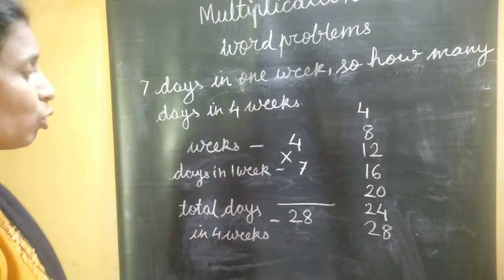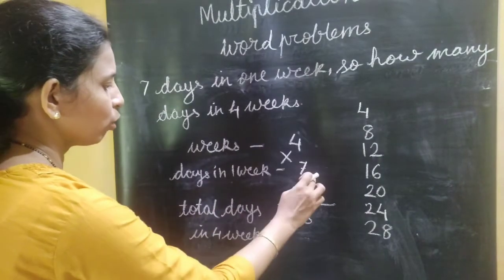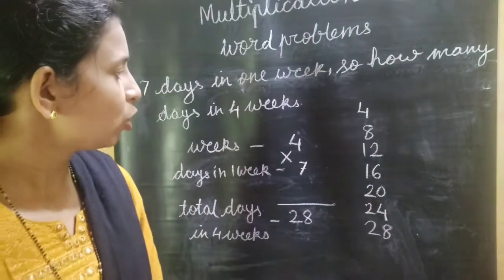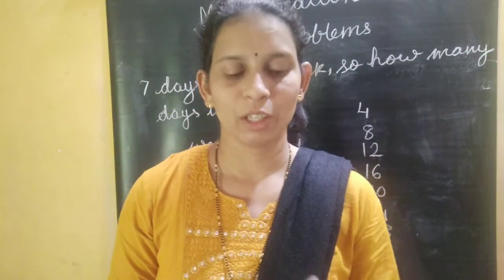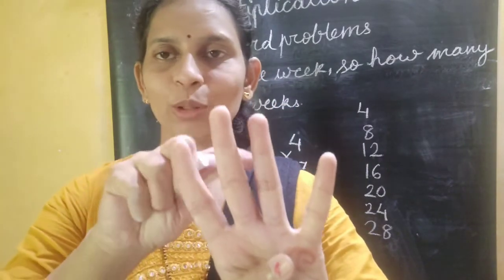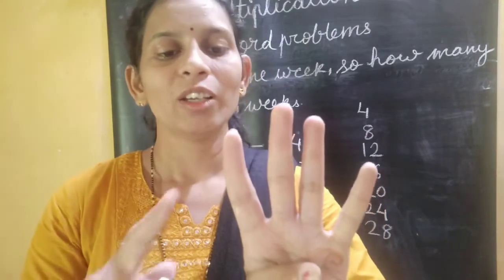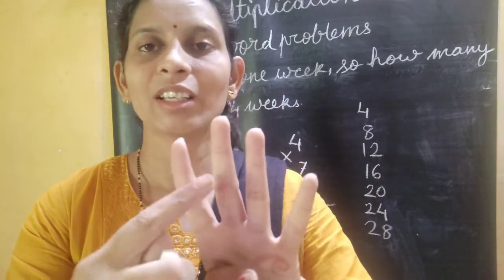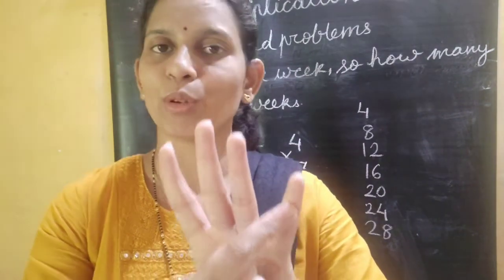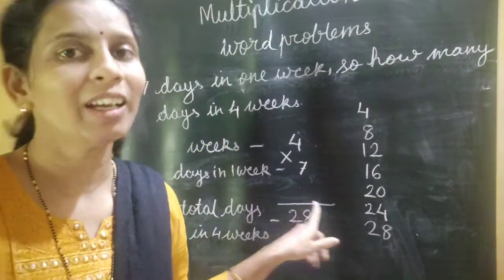Okay student. So student, just see, weeks 4 and days in 1 week 7. So 4 7s are 28. These are the total days in 4 weeks. So students, see, you can do this way also. Total there are 4 weeks, 1 2 3 4, and in 1 week there are 7 days, correct? So you can say 7 ones are 7, 7 twos are 14, 7 threes are 21 and 7 fours are 28. Then also you will get the answer 28.